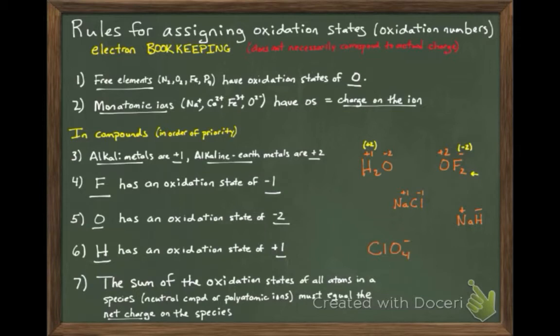For perchlorate anion, notice that we have a total charge of -1. Oxygen is assigned an oxidation state of -2. There are 4 of those, so each oxygen with -2 ends up totaling -8. Since the net charge is -1, that means chlorine has to have an oxidation state of +7.